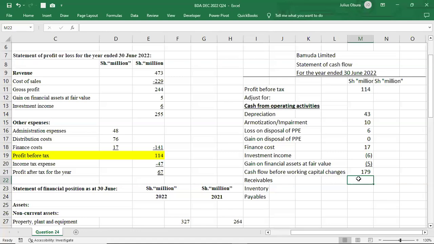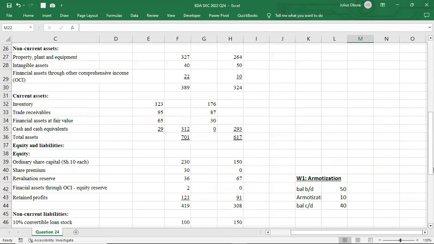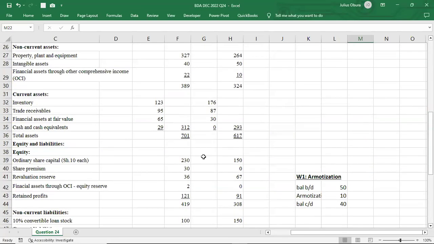So for the receivables, inventory and payables, we look at their movement. Was there an increase or a decrease during the period? Now we start with the receivables. If you go to our statement of financial position and check our trade receivables, we had a movement from 87 to 95.